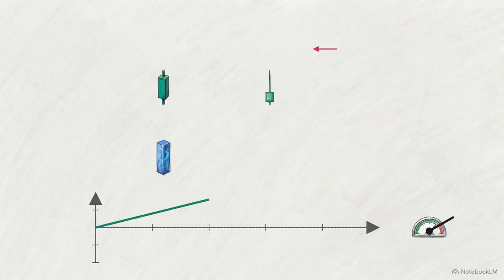Contrast that with distribution. The green candlestick ended higher than it opened, but because it closed near the bottom of its daily range on heavy volume, the AD line drops. The falling line reveals sellers dominated the actual volume.